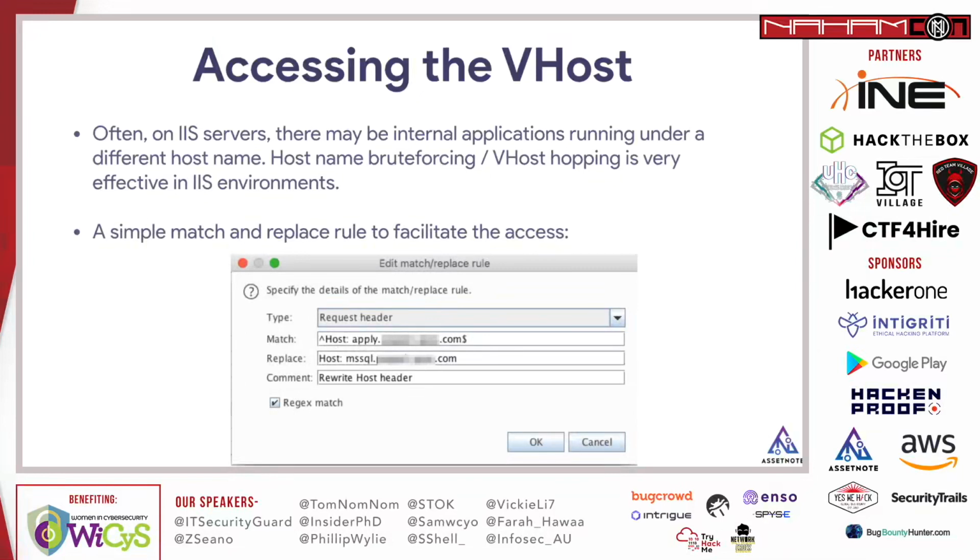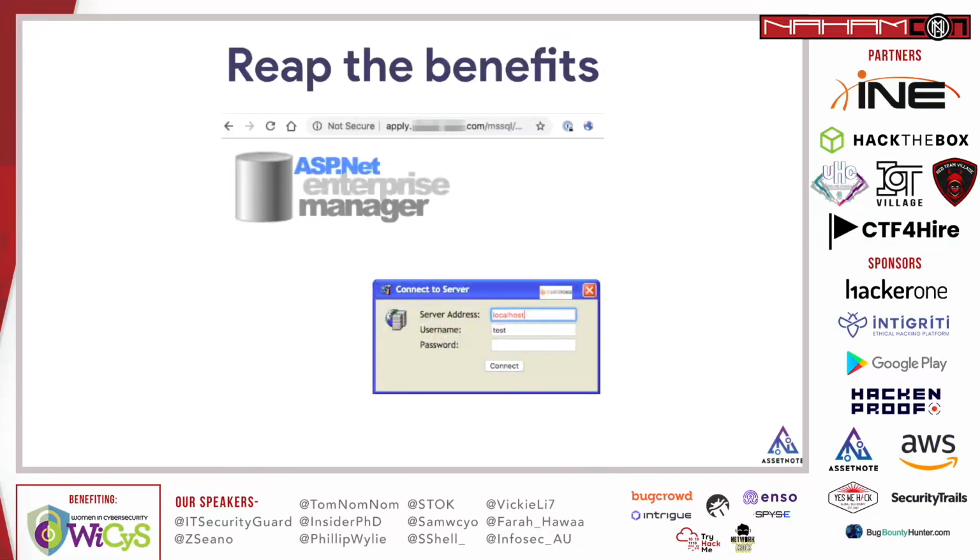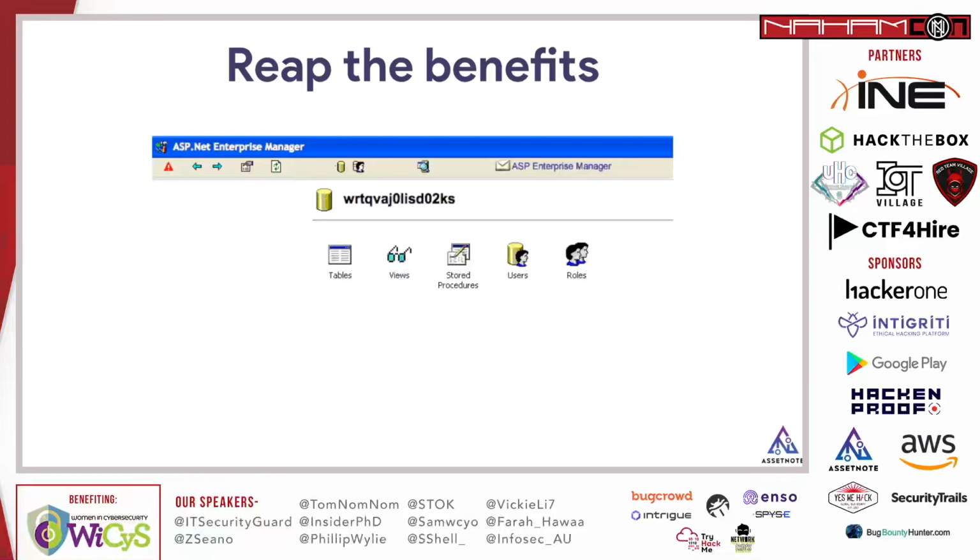So in this example, I just added a simple match and replace rule in Burp that replaced any host header which had apply.company.com with the host header mssql.company.com. And in return, when I visited the subdomain, you can see that it prompted me with this ASP.NET Enterprise Manager. Now, this was really interesting, and I played around with it a little bit, got access to the post-authentication part of the application, and reported the vulnerability. As I said, I got paid $1,900 for this bug.